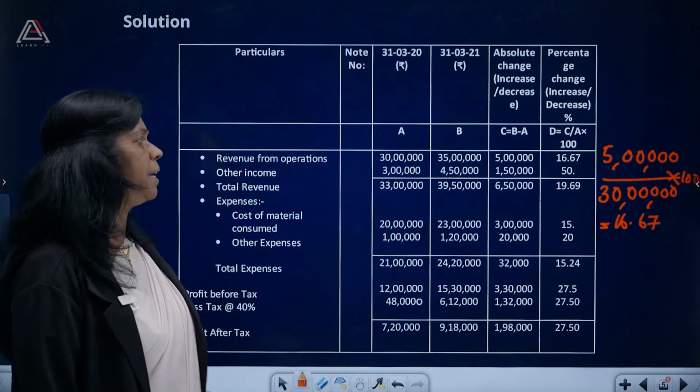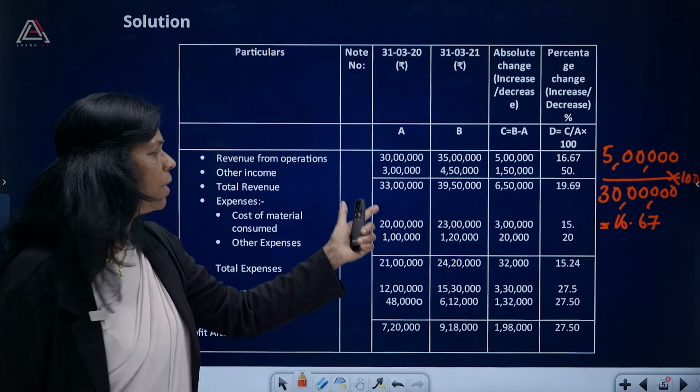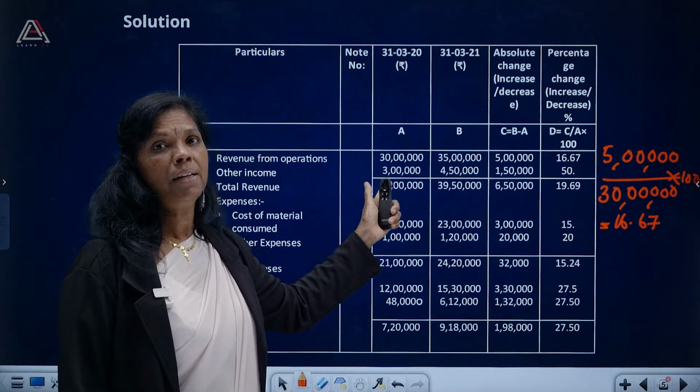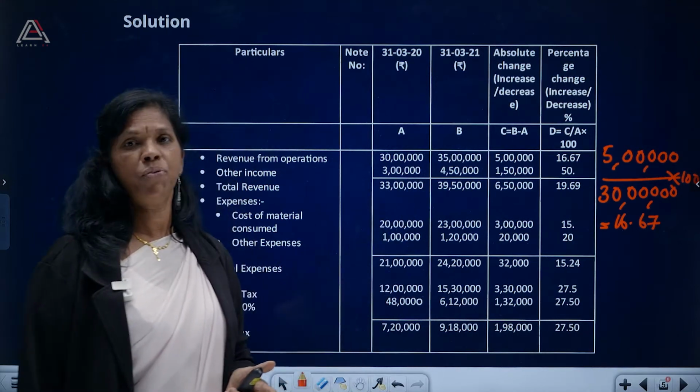Then take the next item, other income. It is given in the question. First year 3 lakh, second year 4 lakh 50,000.